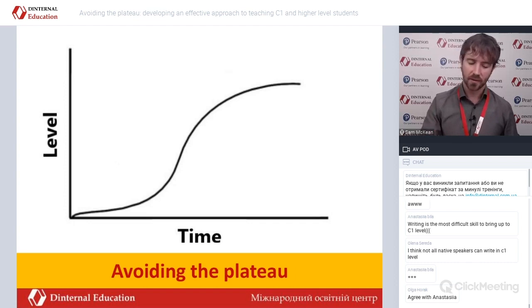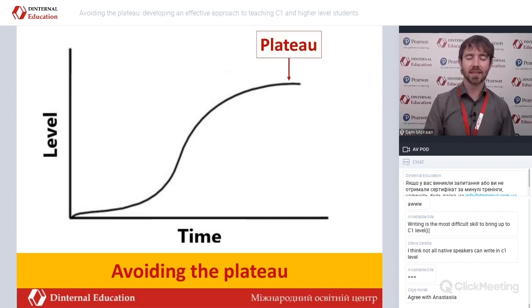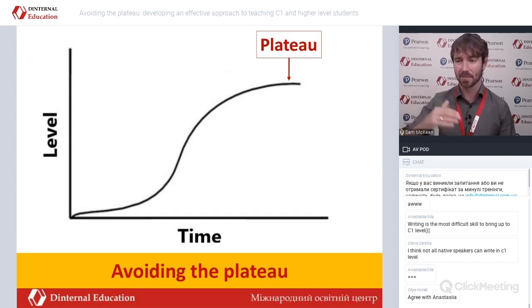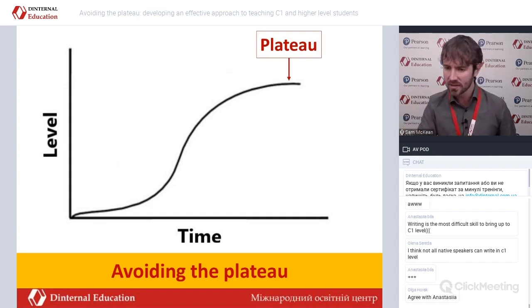Some students may also feel that they have hit a plateau with their development. So this is a point at which students stop progressing. So have we experienced this with any of our students? Have any of your students felt that they have hit a plateau with their development?